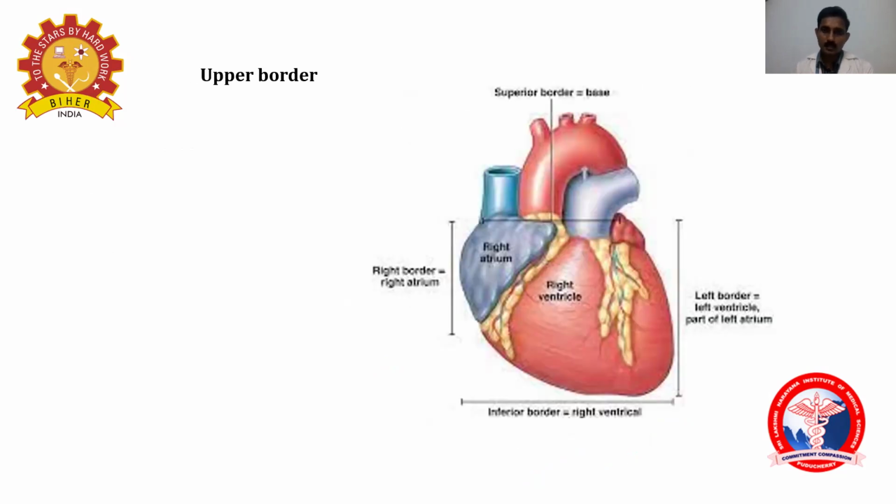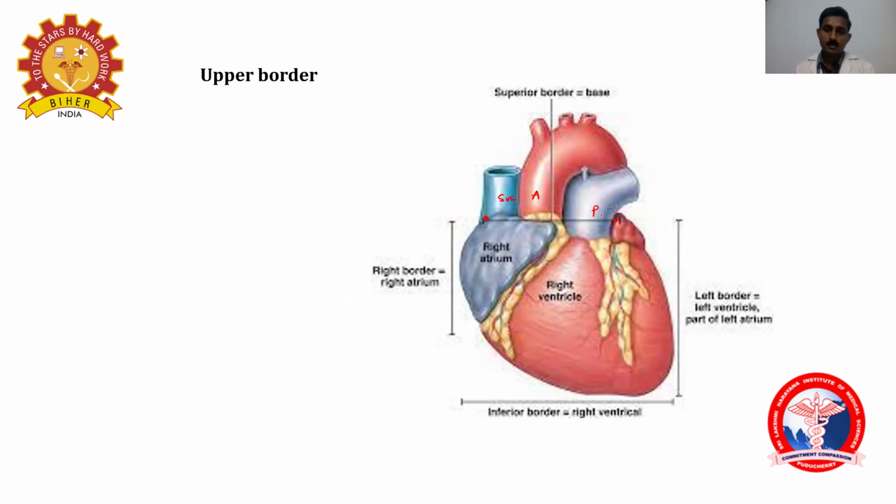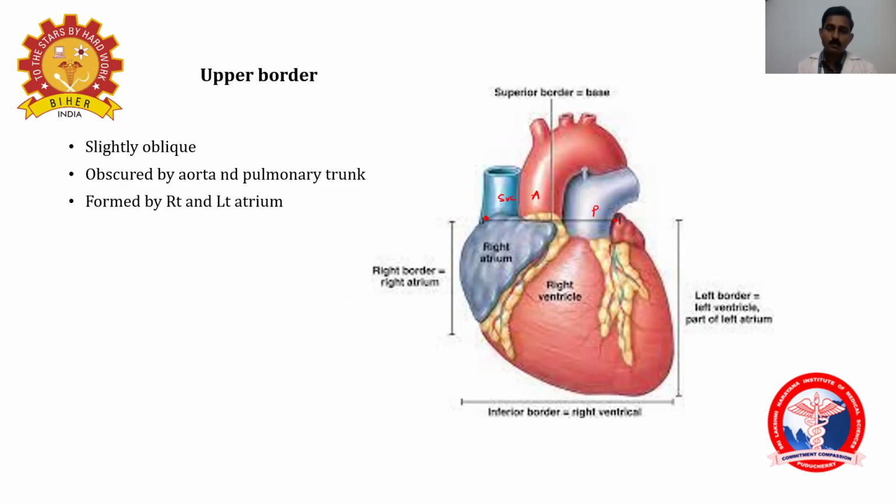The last border we are going to see is the superior border, or the upper border. This is obscured by the great vessels, as I already told you: the aorta, the pulmonary trunk, and the SVC. What is the extent? It is from the opening of SVC to the left auricle. This border is called the superior border of the heart. It is slightly oblique, obscured by the aorta and pulmonary trunk. It is formed by the right atrium, and behind this part, not the right ventricle, it is formed by the left atrium.